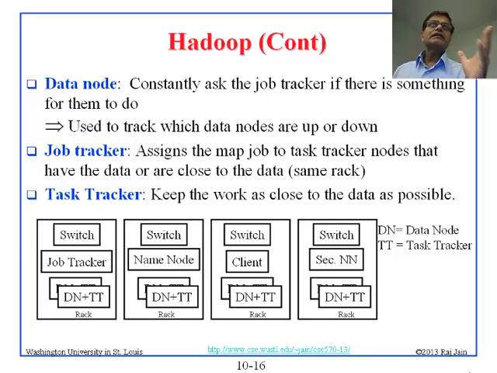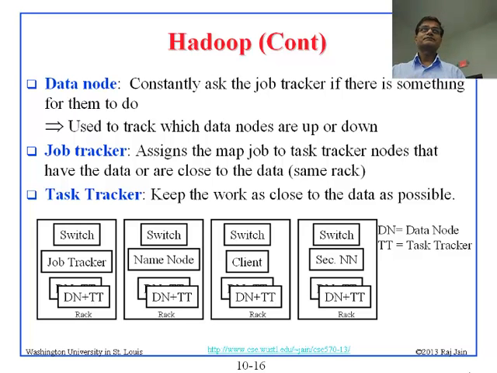The job tracker's job is to assign the jobs. The name node's job is to keep track of the storage. So name node is the storage manager. Job tracker is the computation manager. Make sense? You can put them all in the same CPU, but those are functions.